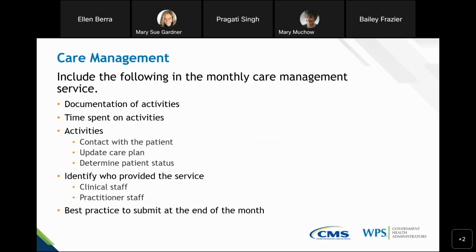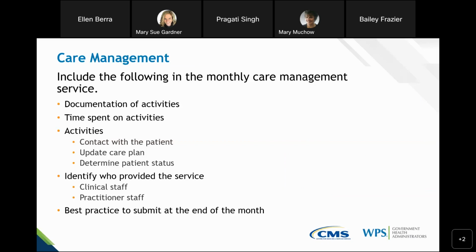So the following is the actual monthly care management service. There's a lot that goes into that. You want to document your activities. Your activities can be your contact with the patient. Depending on your patient and their medical needs, you could be contacting that patient once a month. Probably for patients receiving principal care management, you're contacting them a little more often than that.